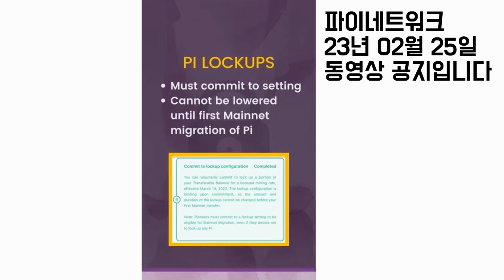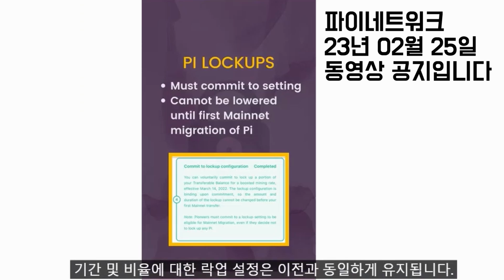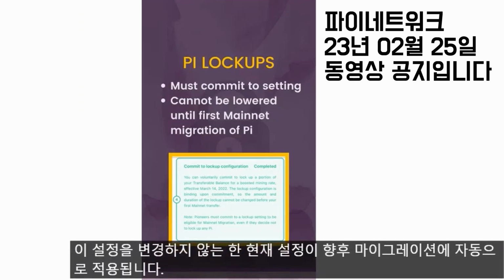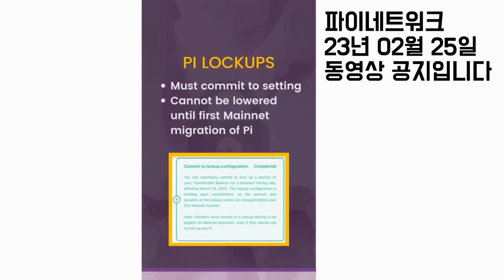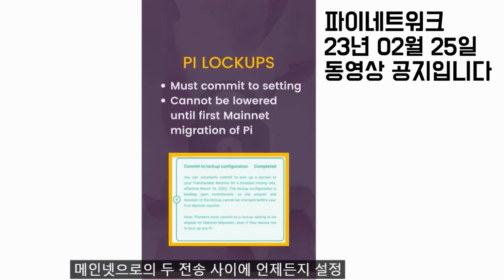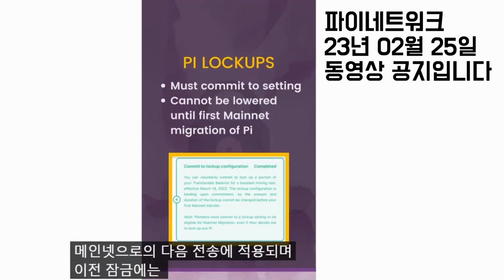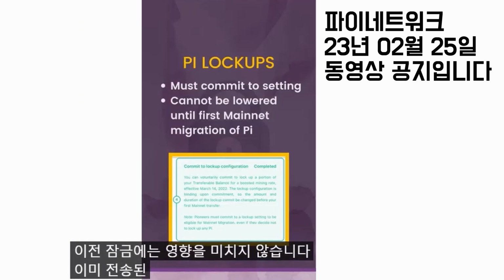After your initial mainnet transfer, the lockup setting for your next transfer, duration and percentage, will remain the same as your current one and will be applied to your future migrations automatically, unless you change these settings. You can adjust the settings anytime between any 2 transfers to mainnet. The saved changes will be applied to any next transfer to the mainnet, and it will not affect any previous lockups already transferred.